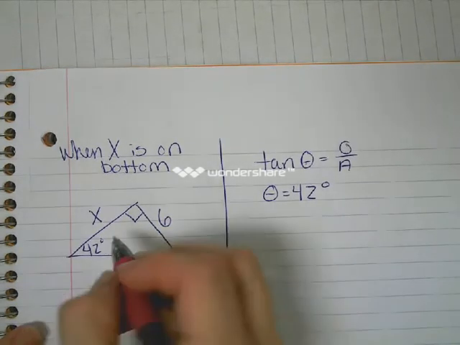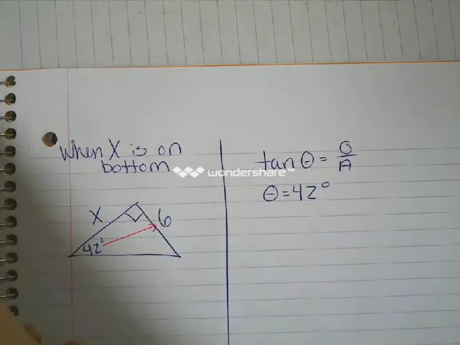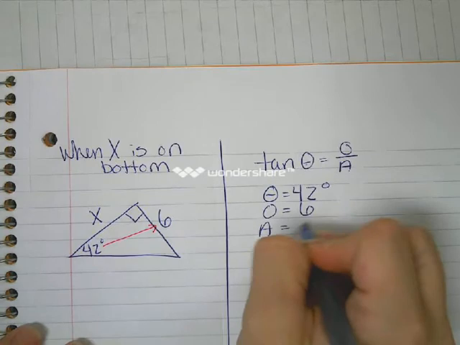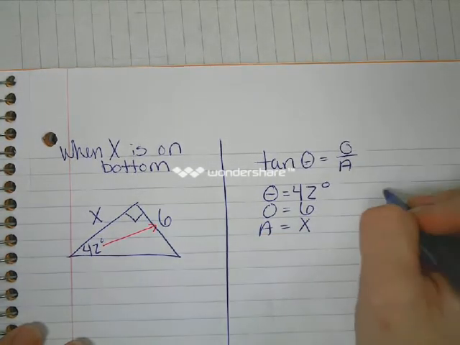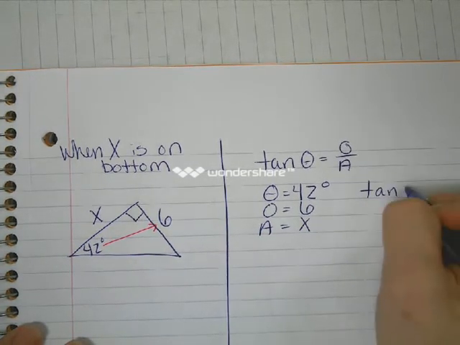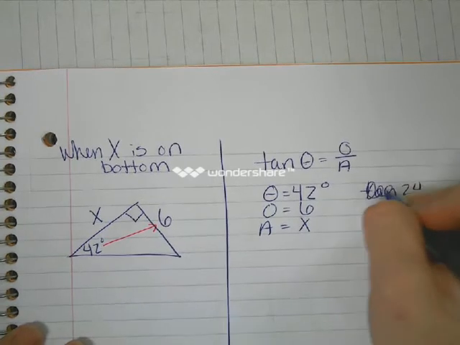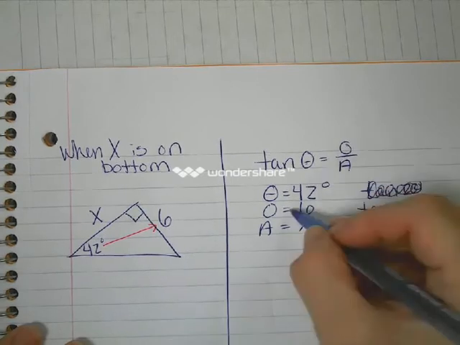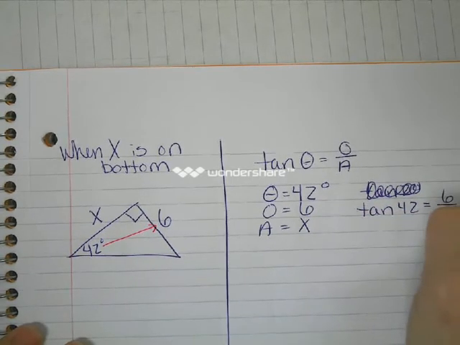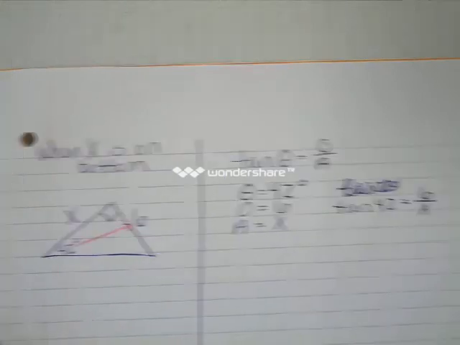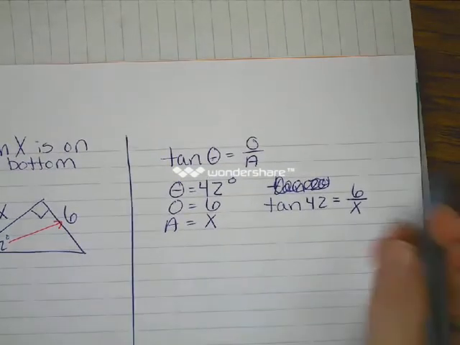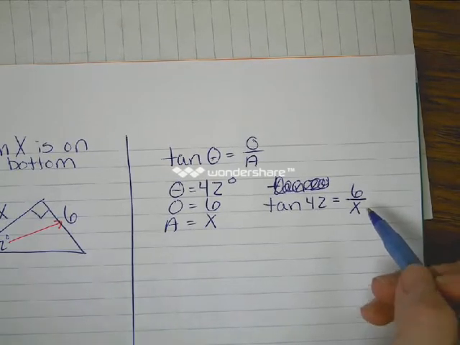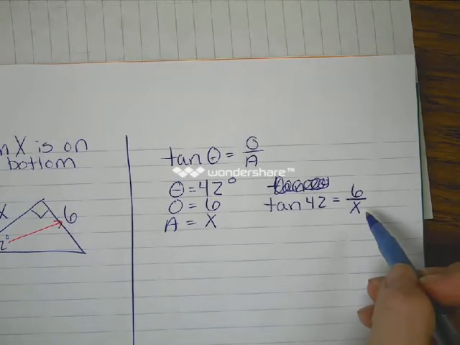The 6 is opposite. And the x is adjacent. So when I plug into my formula, I get tangent of 42. I don't know why I just wrote 24. Tangent of 42 equals, and in this case, I get 6 over x. Now, you cannot solve a problem that has a variable in the denominator. You never will be able to. Even when you get to algebra 2, you cannot solve an algebra problem that has x in the denominator.